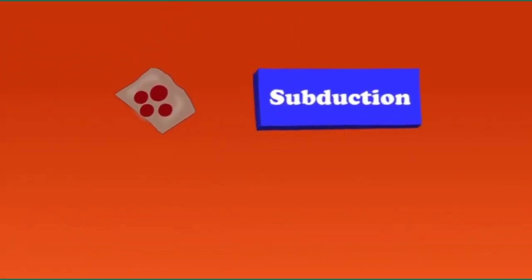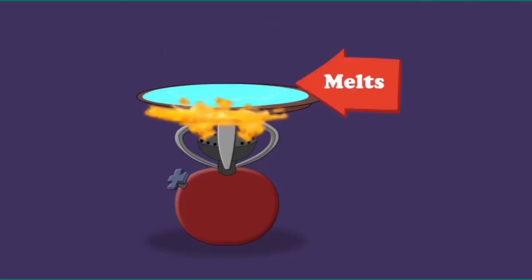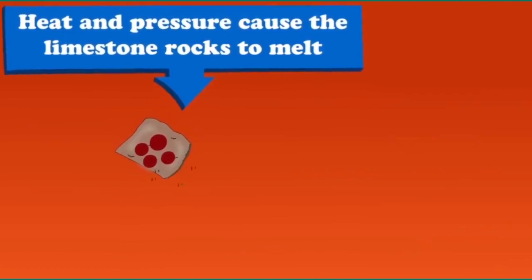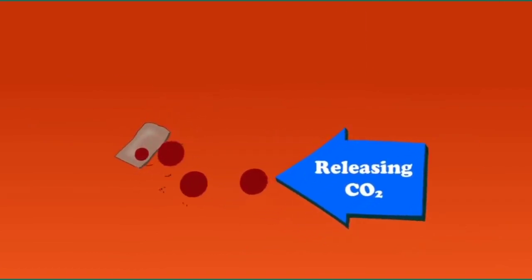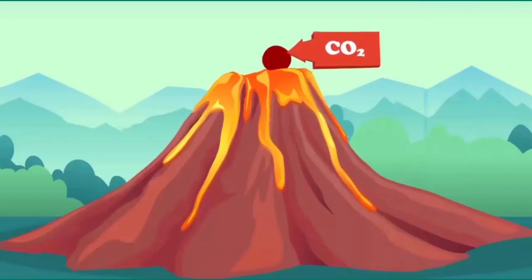What happens when we heat ice? It melts. Similarly, in the earth, heat and pressure cause the limestone rock to melt, releasing carbon dioxide from the rock through volcanic eruption. This carbon dioxide is released back into the atmosphere, completing the geological cycle.